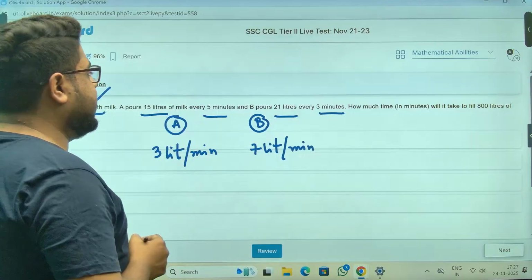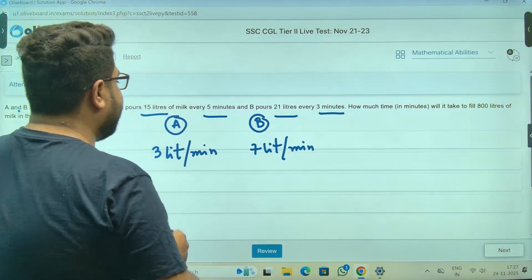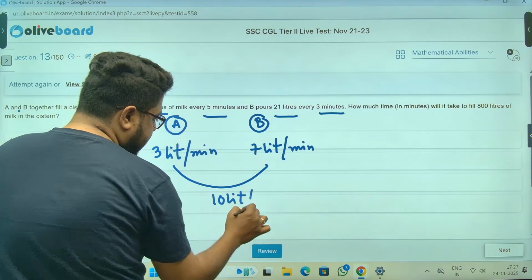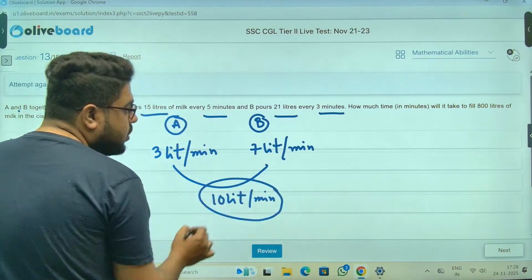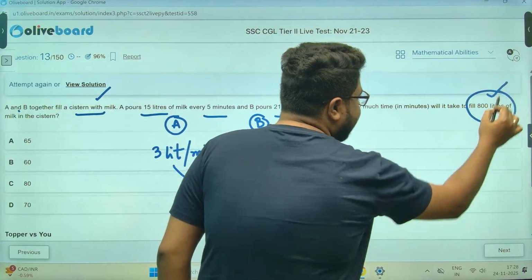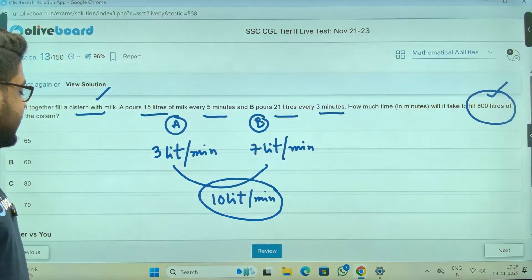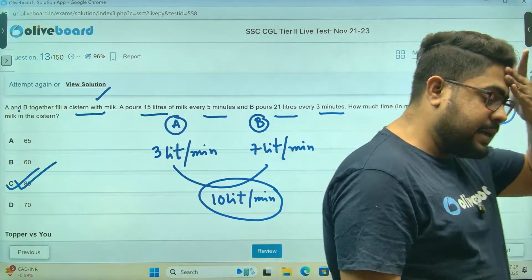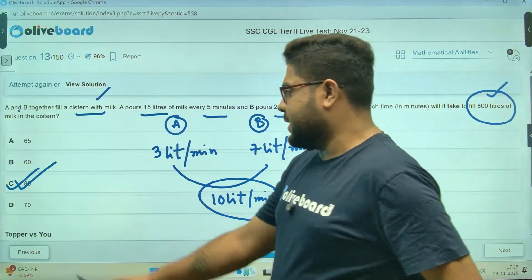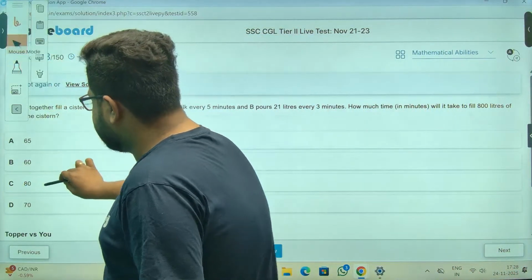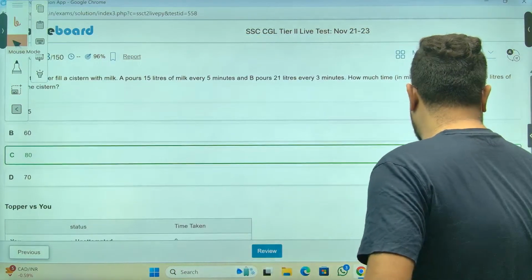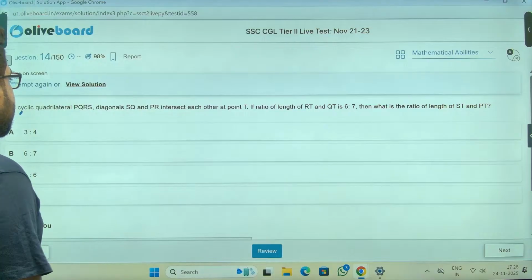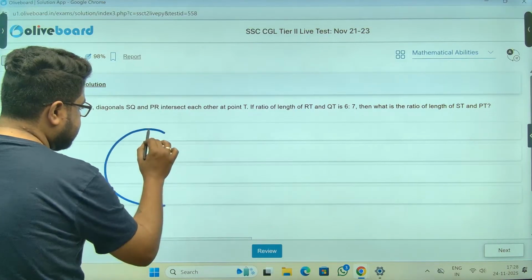How much time will it take to fill it? Sir, this is very simple. If they pour it together, they will pour 10 liters per minute. So in how much time will they pour 800 liters? 800 by 10, 80 minutes, sir. Option C. No need of pen, paper, anything. This was a very simple question. Next one, please. Cyclic quadrilateral, this thing, diagonals intersect. Okay.